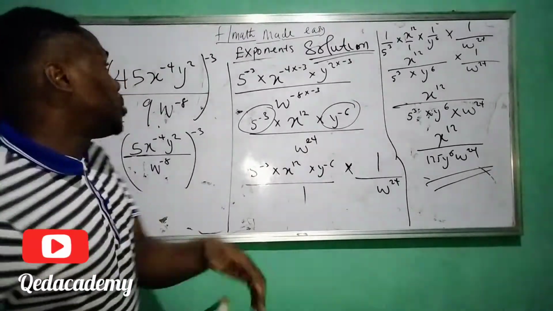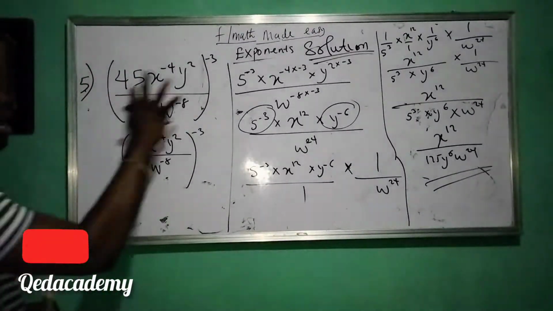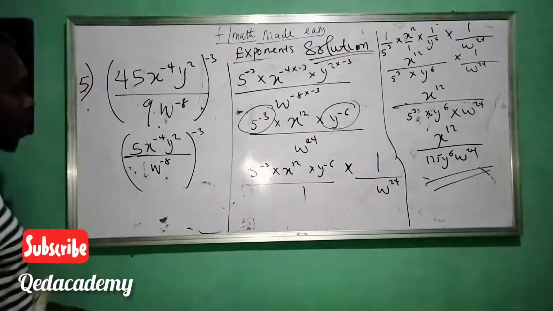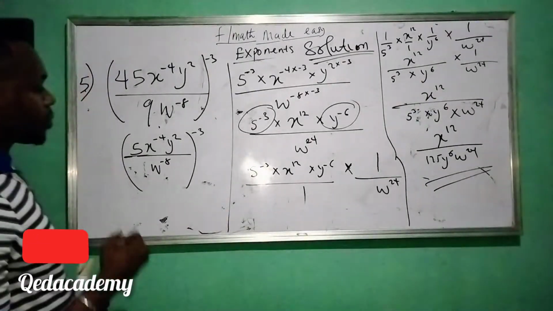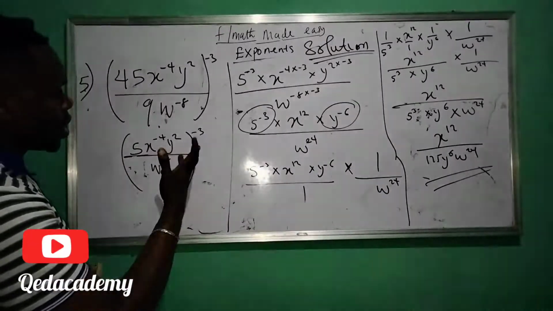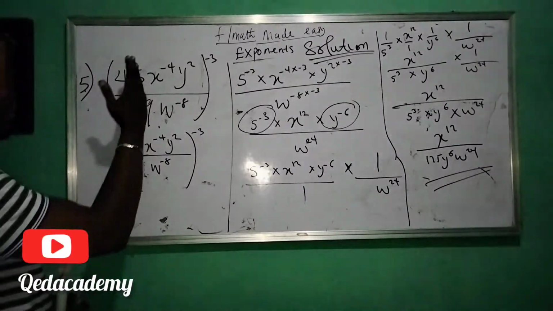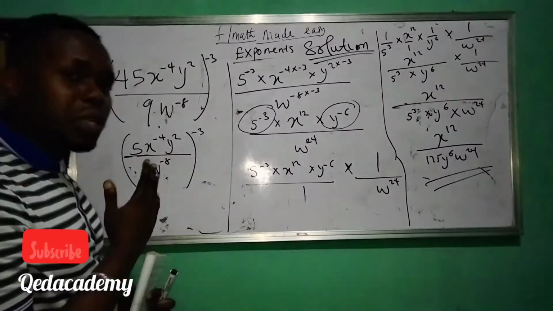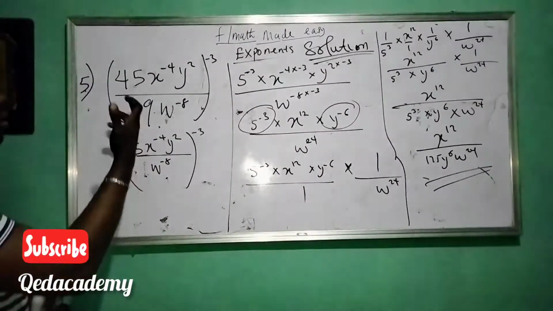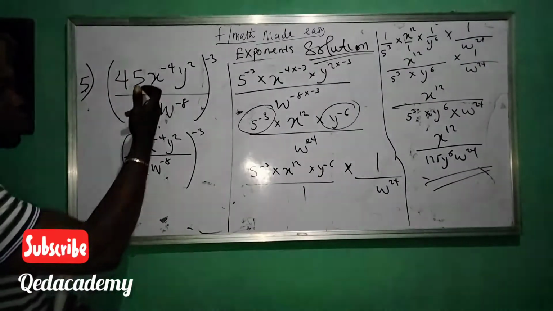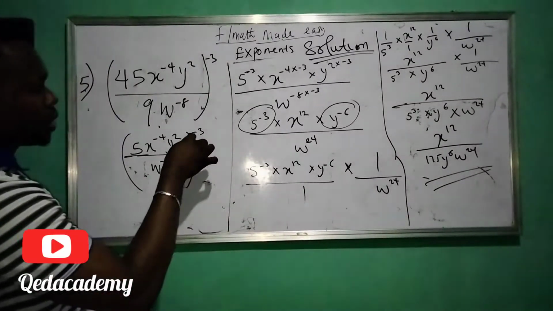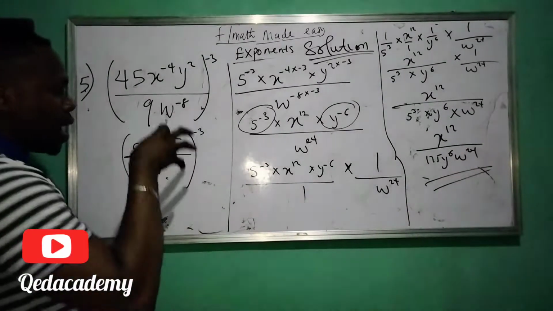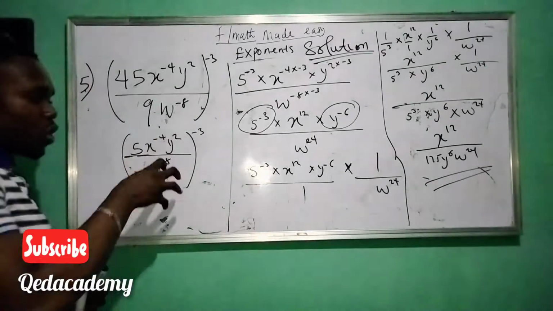Alright, so let me just explain that to you. So this one we have here is the question given to us, right? So what I did was to ensure that I deal with what is in the bracket by quickly dividing 24 by 9, which gave me 5, right? And take note, this minus 3 must still have an effect on everything that's inside here.